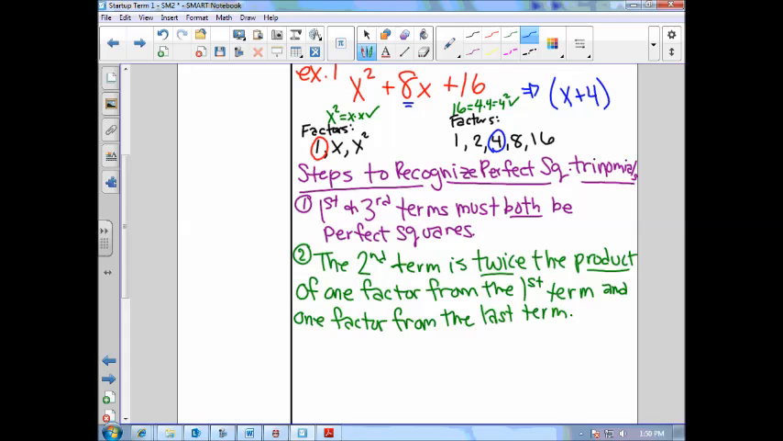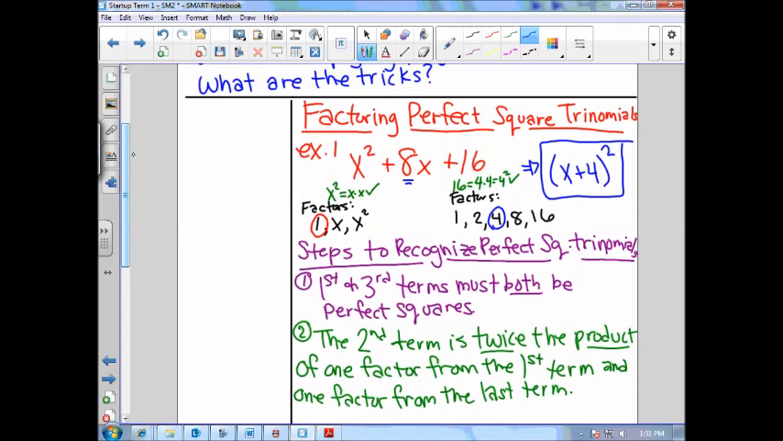are the sides of the square exactly the same length? Yes. So if we have x plus 4 and x plus 4, how do you write the area? X plus 4 squared. Good. Now it's writing. Okay, so that's our answer for those perfect square trinomial factors. X plus 4 squared, because there's 2 of them.